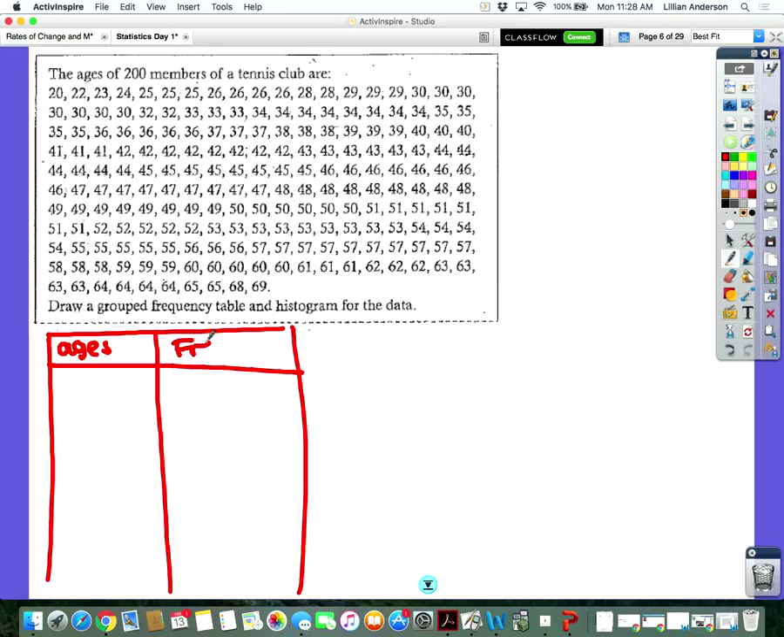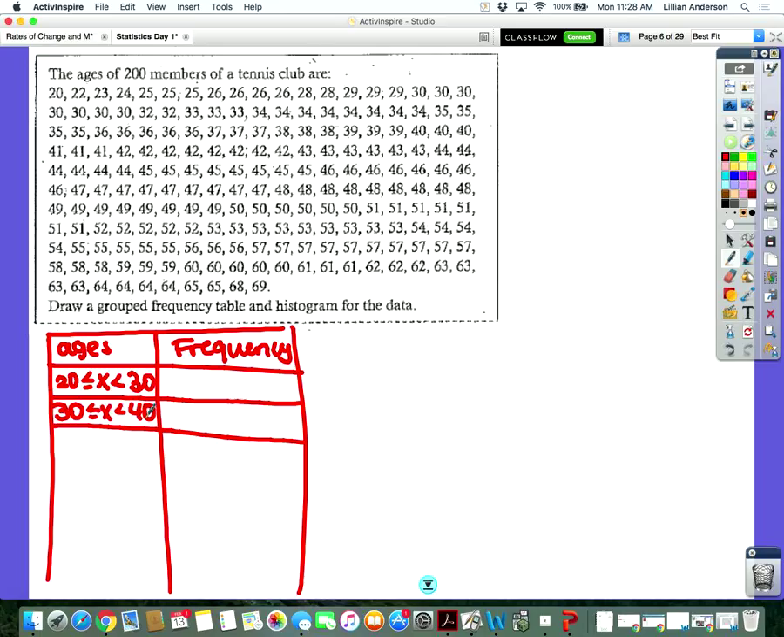Then we'll have our frequency. Okay, so if we're going by tens, then this age group, the lowest is 20, so then we'll go from 20 to 30. Now, for this, how about we won't equal it to 30 for this group, but the next group will equal 30. How about that? Does that work?